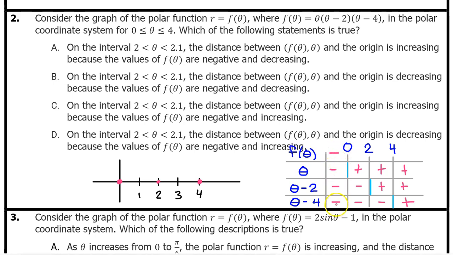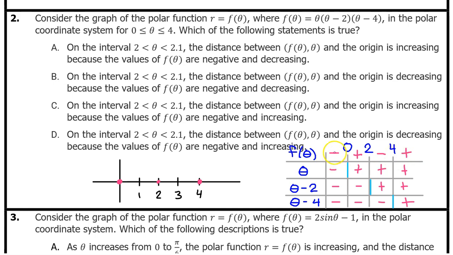I see 3 negatives. f of theta is negative for values less than 0. Between 0 and 2, we have 2 negatives. A negative times a negative is positive. We have an odd number of negatives between 2 and 4, just the 1. So f of theta will be negative in this interval. And f of theta will be positive for values of theta bigger than 4 because each factor is positive.